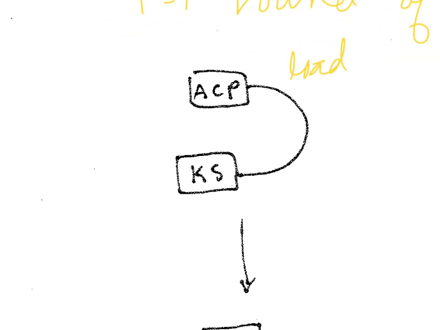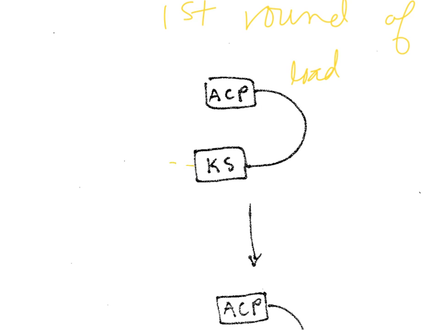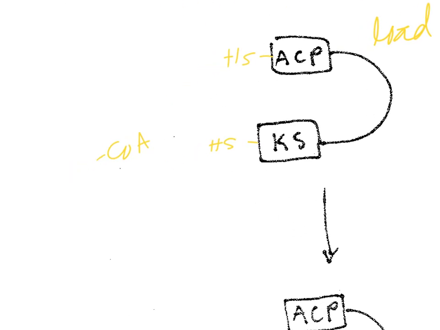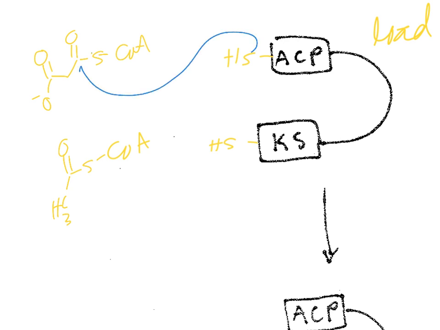All right, so the first step is to load up. The two domains that are drawn here are the ones with the thiols. The KS domain will load up with an acetyl-CoA, and the ACP domain will load up with a malonyl-CoA. All right, so these thiols here come here, we'll break this thioester. Okay, so in this round we're going to lose two coenzyme A's.